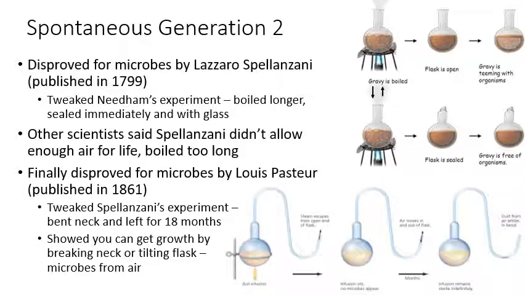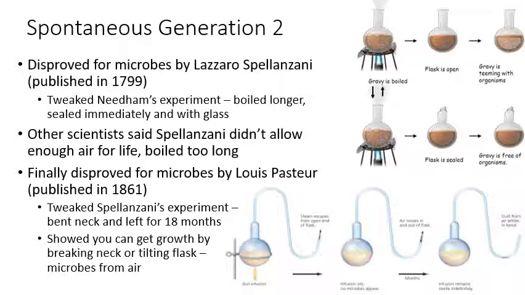And what else Needham had done was let his flasks with the beef broth cool down back to room temperature before he sealed them with corks. So it could have been possible for microbes in the air to fall into the flask while it was cooling and before it got sealed. Spallanzani thought that maybe those are the reasons why Needham got the results that he did. He did another experiment, published in 1799, which basically repeated Needham's experiment, but put a few twists onto it.